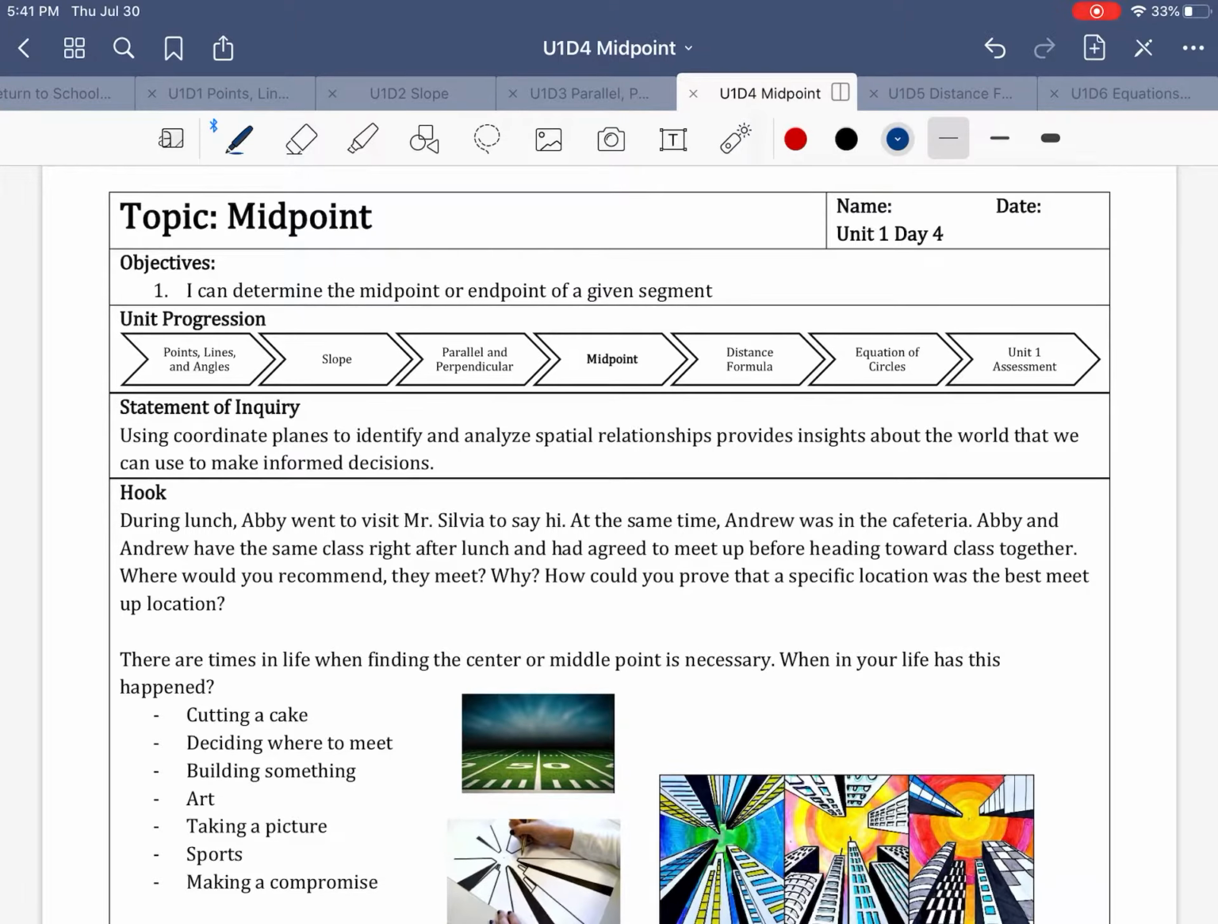We're in Unit 1, Day 4. The objective is I can determine the midpoint or endpoint of a given segment. So we're about halfway through our unit now. In the future, we will talk about distance formula and the equation of circles.